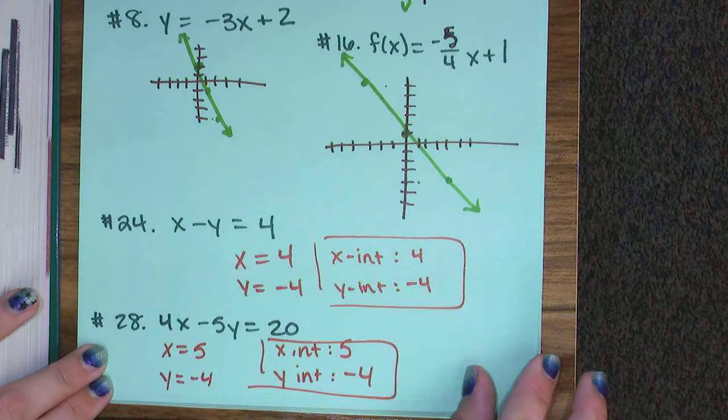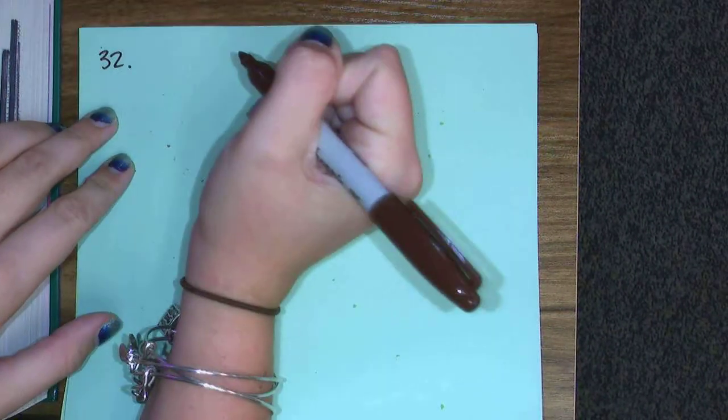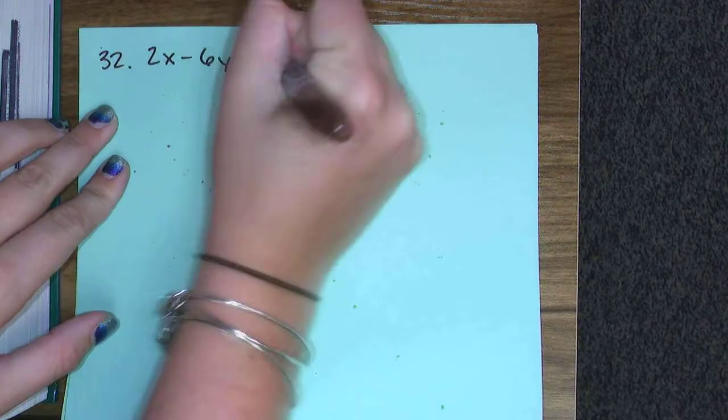All right. So moving on to the graphing ones. Graph the equation, label any intercepts. So the first thing I would do is write the intercepts like we just did, and then graph it, just because I feel like it's kind of backwards to do it the other way. 32. 2x minus 6y is equal to -12.